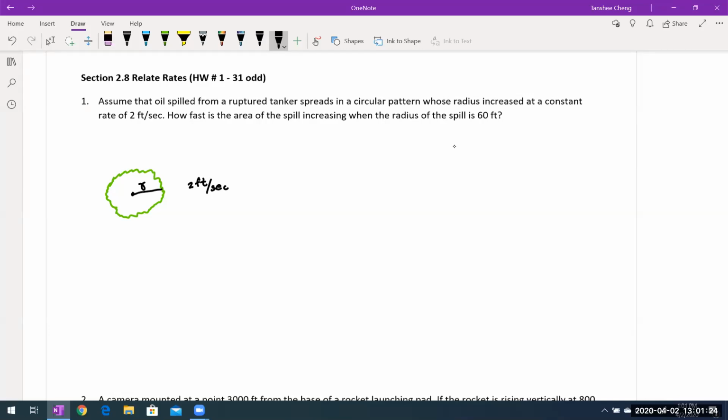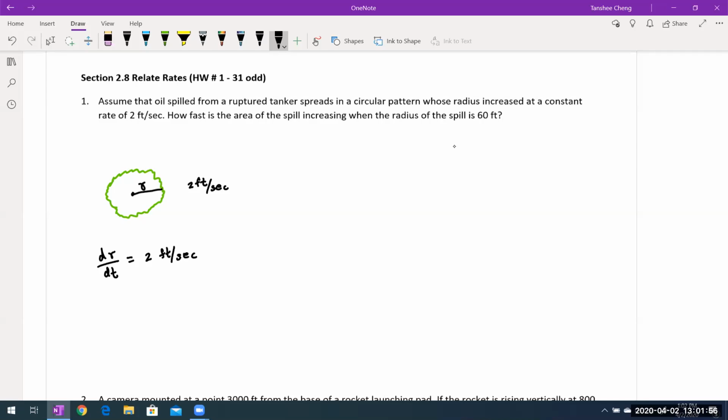So this rate of change of 2 feet per second for the radius is basically dr/dt, which is equal to 2 feet per second. So the rate of change in the radius with respect to time, right? That is basically how fast the radius is increasing. That is a known value that's given to us.